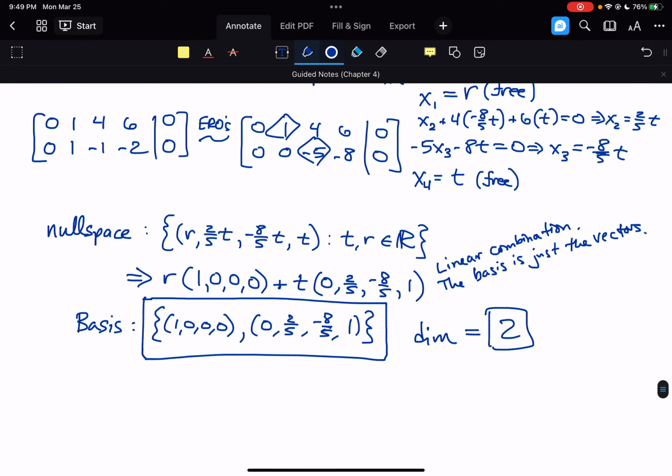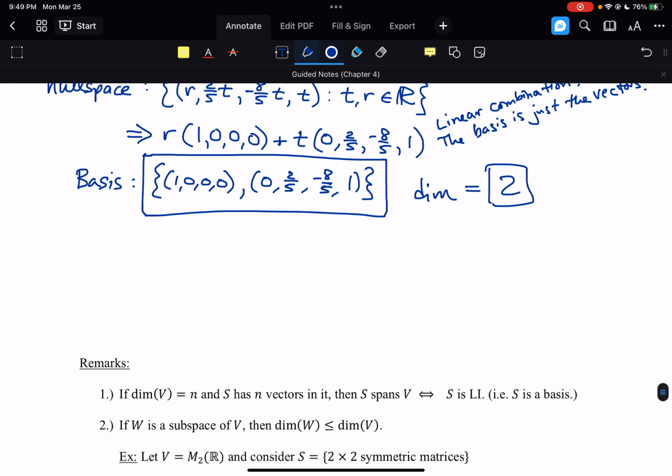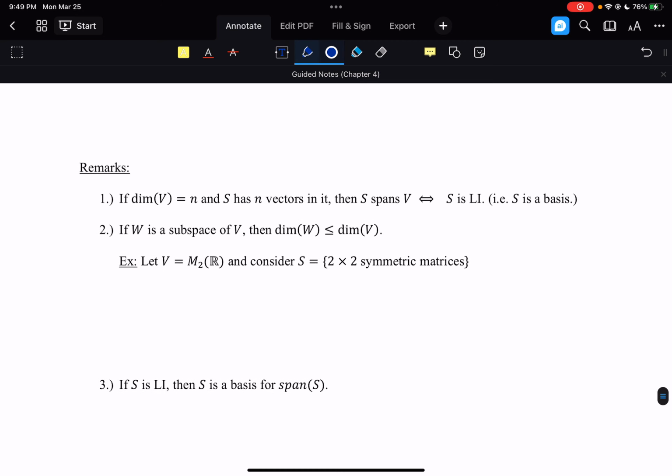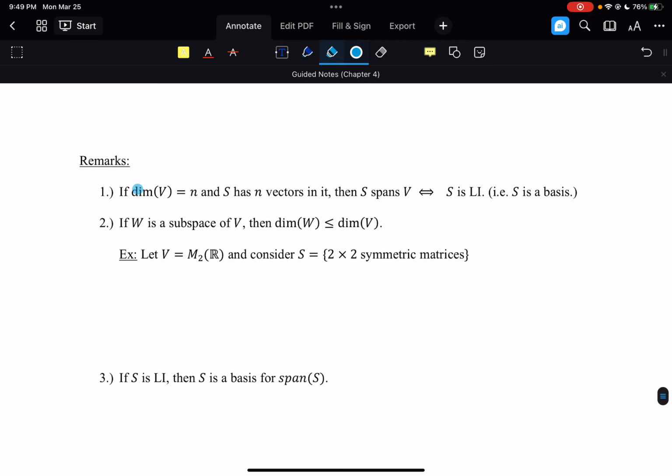All right. So a couple remarks to make down here at the bottom of the page. So this first one, I already touched on this a little bit, but if the dimension of a vector space is n, and S has n vectors in it, this is that case where we have the right number of vectors, so it could be both, but it also could be neither. S spans V if and only if S is LI. So this really does guarantee that we're working with a package deal here. If your number of vectors matches the dimension, it is going to be either both or neither. It's either going to be a basis and will be both, or it will be neither of them simultaneously.